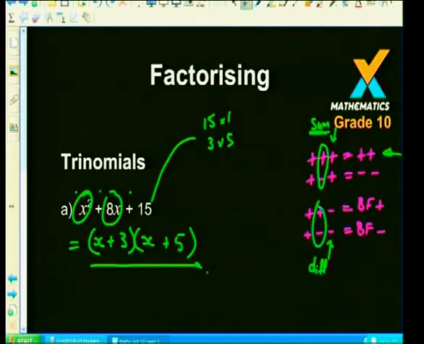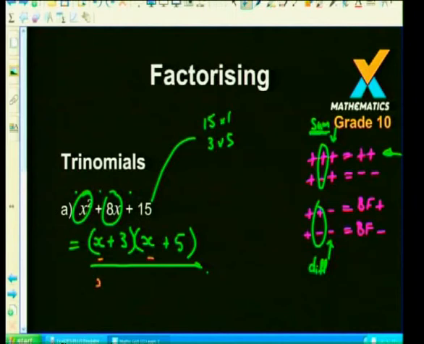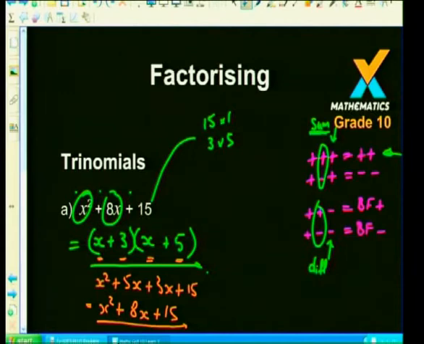And there we go. For those of you who don't believe it's that easy, well, let's double check. X times x is x squared. X times 5 is 5x. 3 times x is 3x. And 3 times 5 is 15. And that gives me x squared plus 8x plus 15, which is what I started with. So here we go. We know that we are correct.